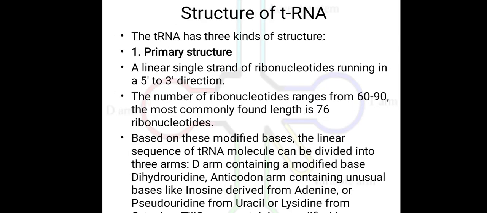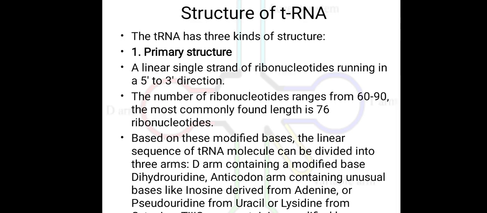Now majorly the tRNA molecules appear in three different structural forms, that is the primary, secondary and tertiary structure. So firstly we are focusing on the primary structure of the tRNA molecule. Within this primary structure, it is considered to be only a linear single stranded chain of ribonucleotides running in the 5' to 3' direction. The number of nucleotides ranges between 60 to 90 nucleotides, and most commonly these are 75 or up to 76 ribonucleotides.